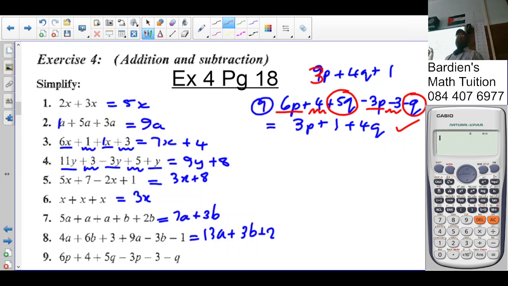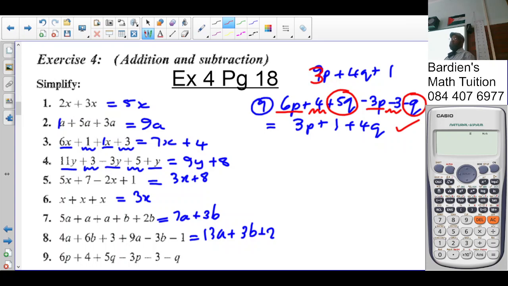Alright. Who else got the sum wrong? Right, what did you get? So what was your answer? I had 5p plus 4q. 5p plus 4q. So you actually took the 6p, the 4, the 3q, negative 3q and the negative 3 all together.